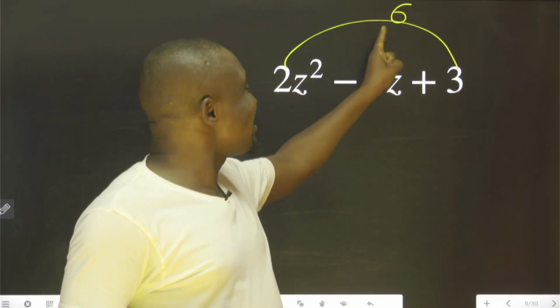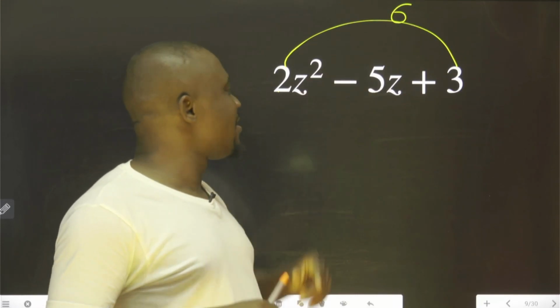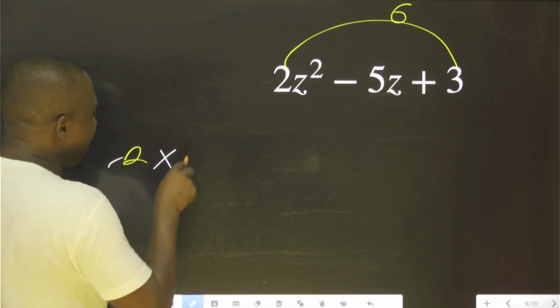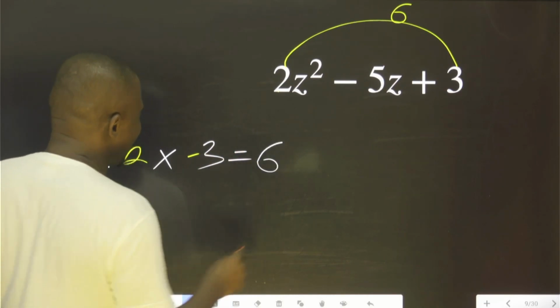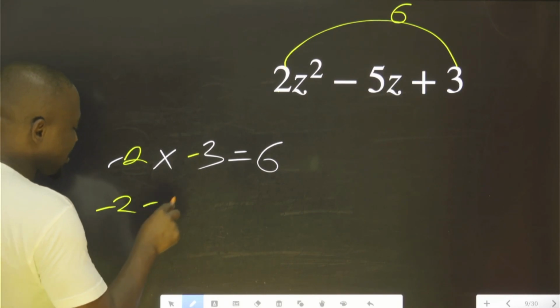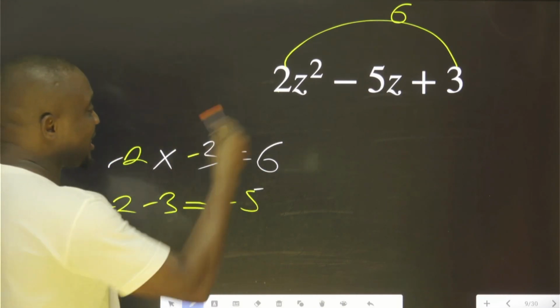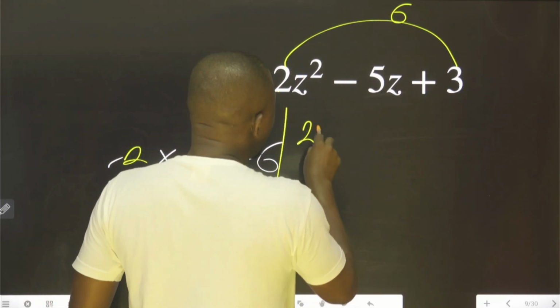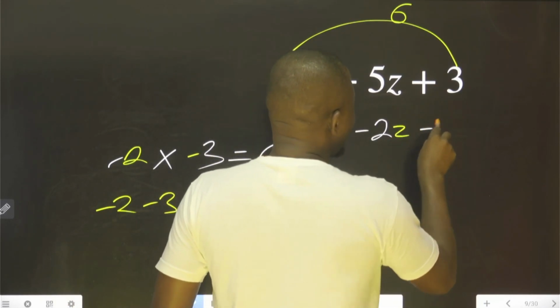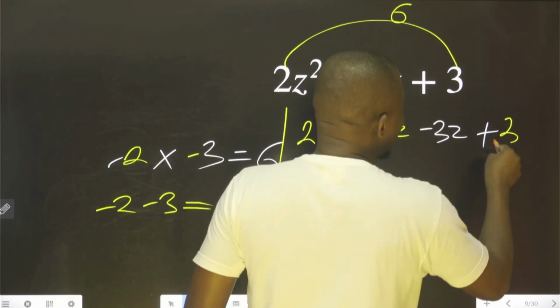What can we do to get 6? And if we add them together, we have minus 5. That is, minus 2 multiplied by minus 3 will give us 6, because minus minus is plus. And minus 2 minus 3 will give us minus 5. Therefore, we come here to say this is 2z squared minus 2z minus 3z plus 3.